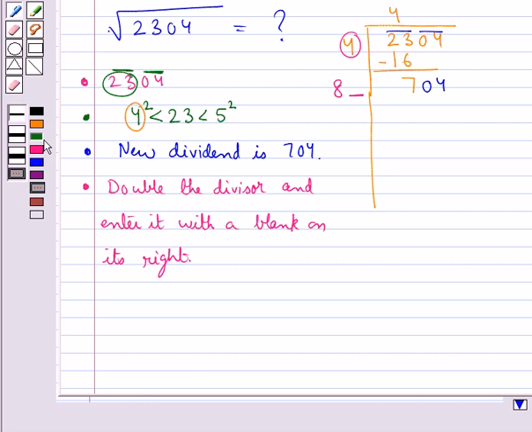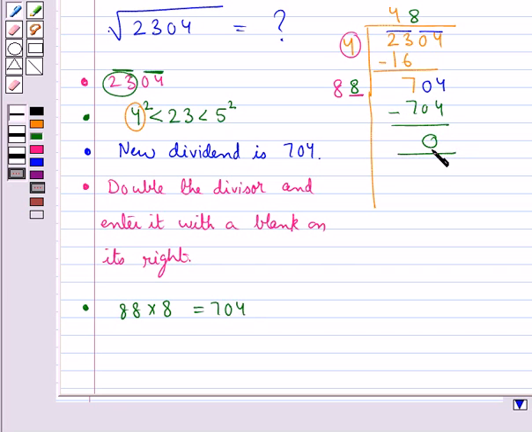Then, in the next step, we need to guess the largest possible digit to fill this blank. And the digit in this blank will also be the digit in the quotient, such that when we multiply the new divisor to the new quotient, the product is less than or equal to the dividend. Like in this case, it would be 8. That is, we have 88 into 8 is equal to 704. Now, we got the remainder as 0.